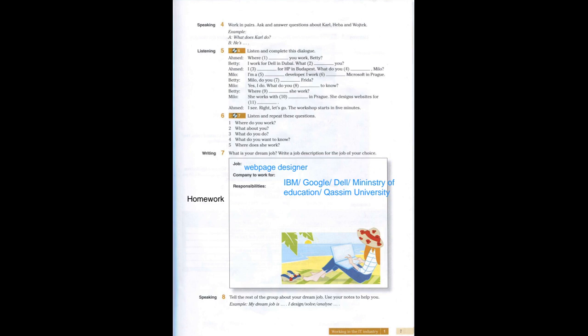So your task here is to choose a job that is related to your specialization. Let's say, for example, your specialization is information technology. So what's your dream job? Programmer, developer, designer, architect. So you can use one of these jobs. So talk generally about your dream job.